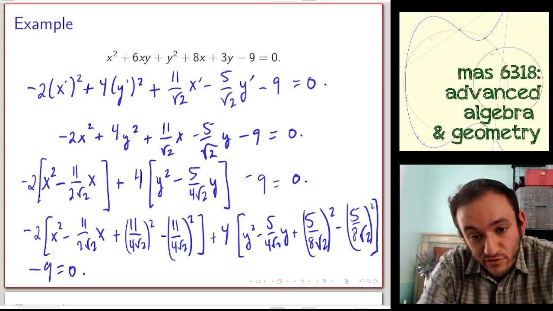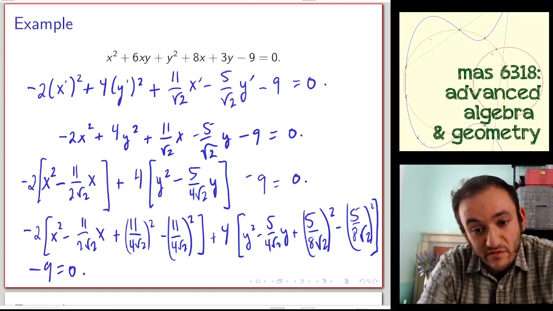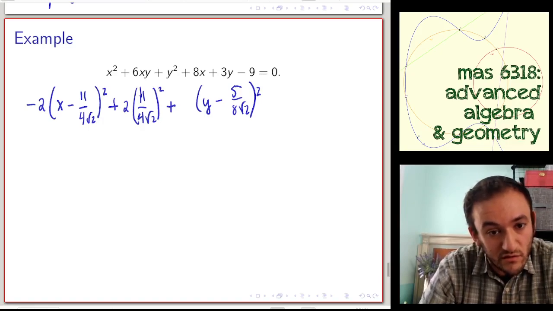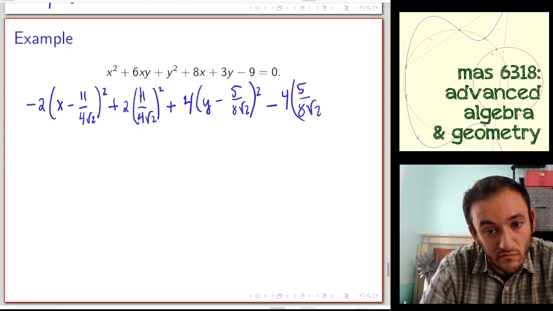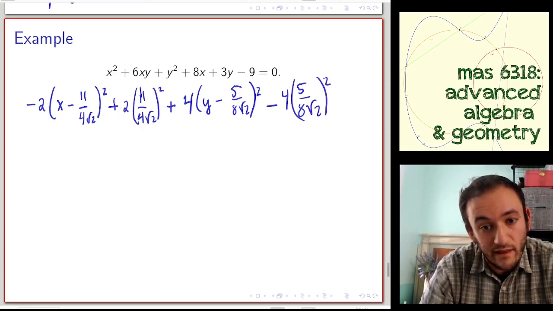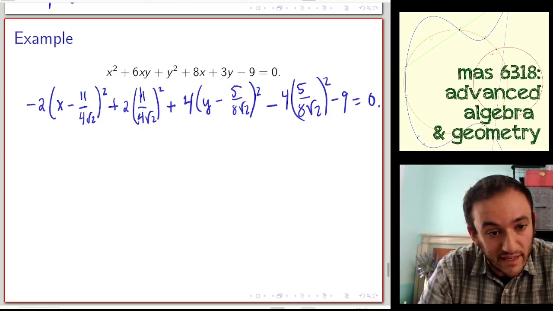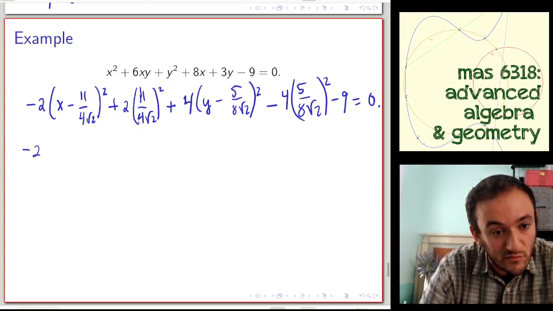And we also have to subtract 4 times 5 over 8 root 2 squared. Oh, sorry, this should be a 5, not a 4. Okay, and subtract 9, and that's equal to 0. Okay, so we should group all of our constants. So we get minus 2, and this is going to be another x prime squared plus 4 y prime squared.